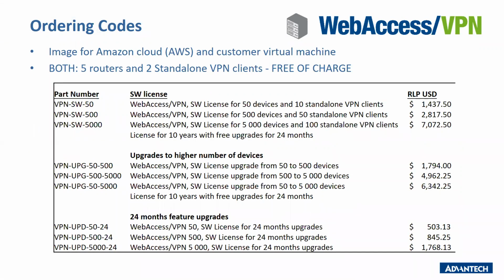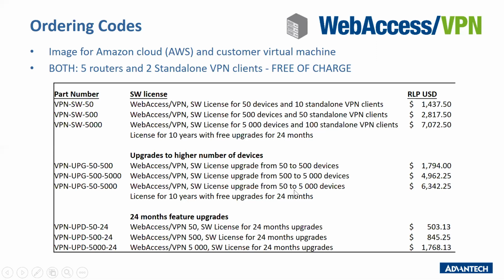Okay, how does it work? How's it priced? As I said before, there are 3 different tiers, and these depend on how many devices you have. Devices here means remote devices, an Advantech router, let's say. Clients means the computers that are accessing those devices. You see the size tiers: 50, 500, 5,000. When you pay $1,437 for this 50-device part number, you get 10 years of functionality.